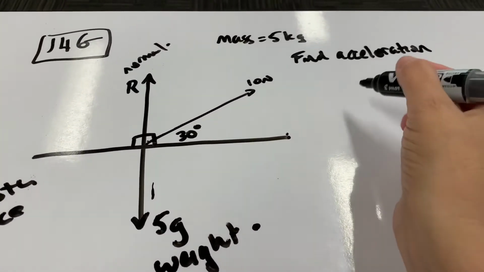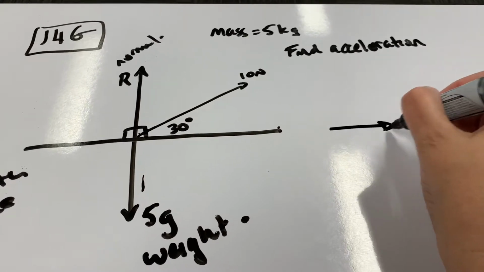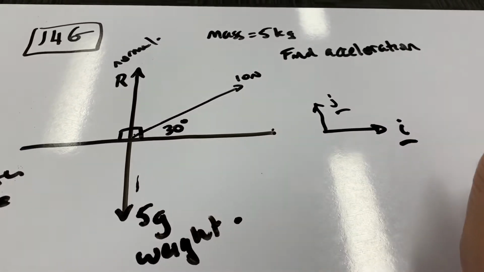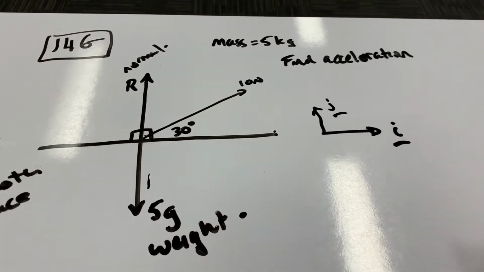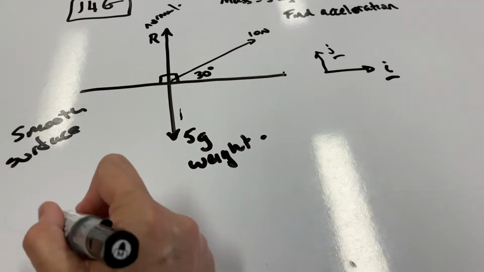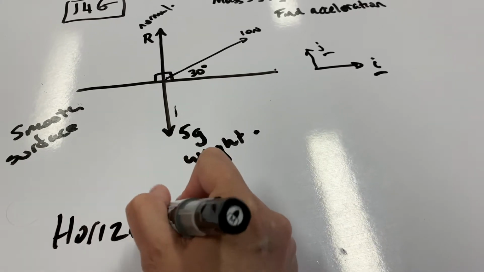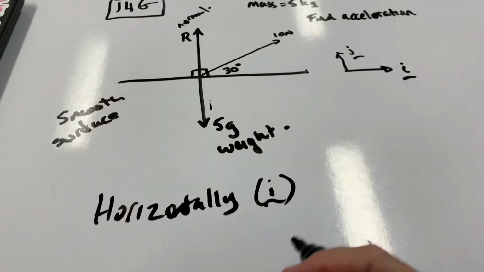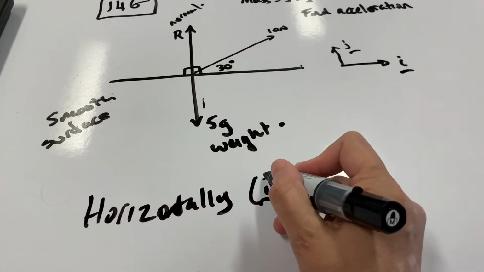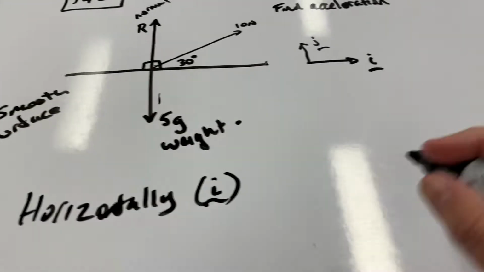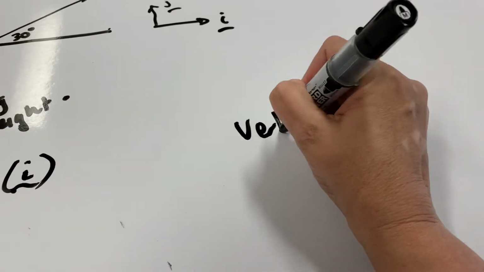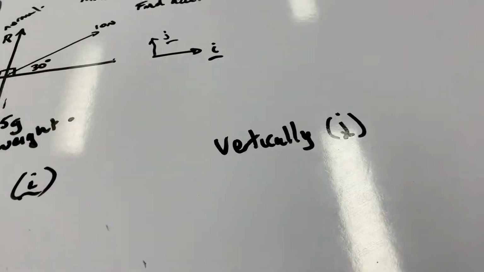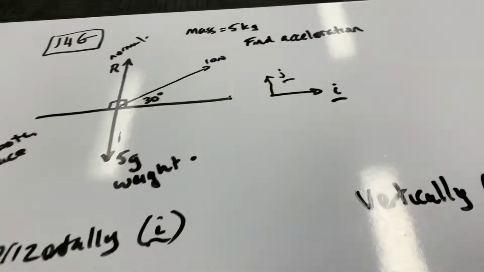Now, a question like this, we're going to look at horizontally as our i direction and vertically as our j direction. We always set that up where we're going. The way I like to look at this is look at horizontally first. Actually, I'm going to talk about vertically first. Sorry. I always break it down to vertically and horizontally in each direction.